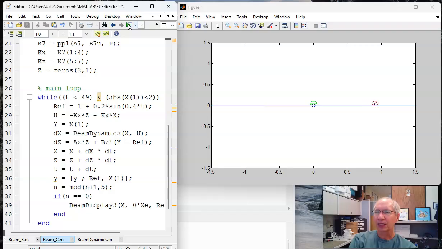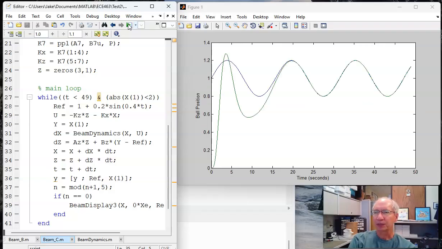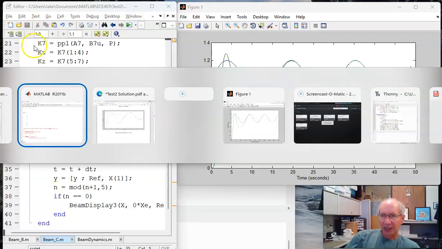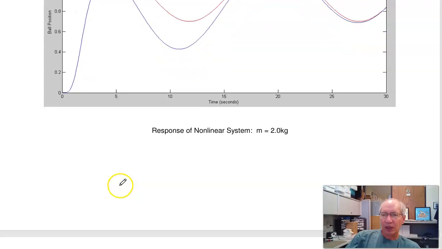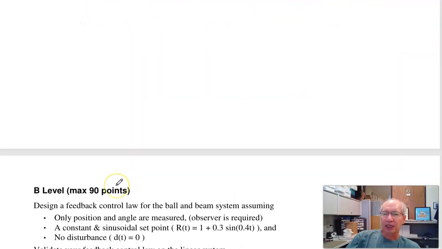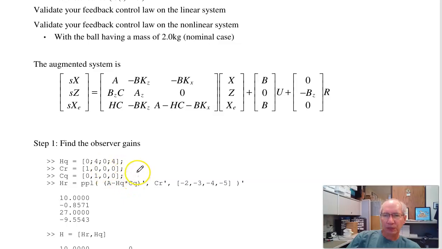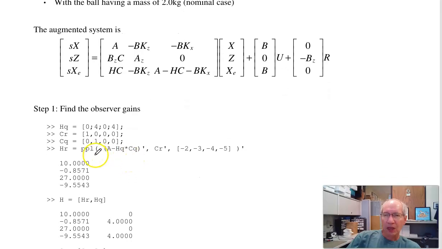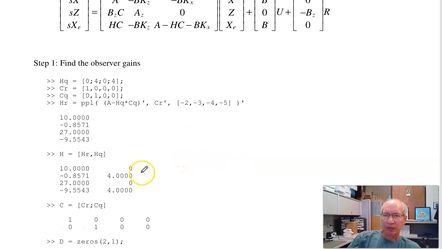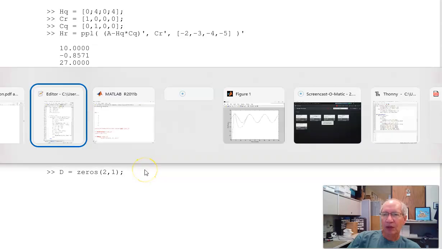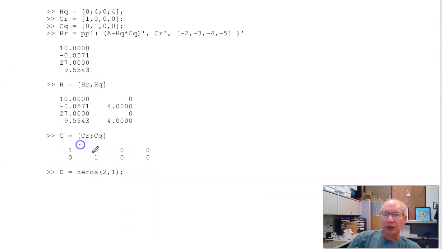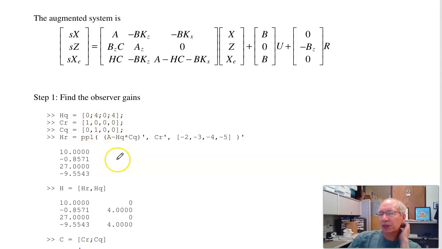Now that's at the C level. That's also kind of the starting point for the B and A level. At the B level on the test, instead of saying everybody's measured, let's assume I can only measure position and angle. In that case, I need a full order observer. So let's find the observer and place the poles of the observer at minus 2, 3, 4, 5. And I don't really know what to do with the angle measurement, so I could just force the feedback gains or just ignore it.